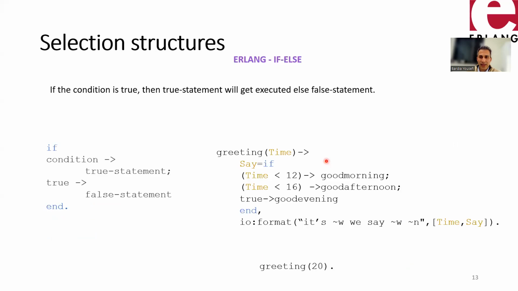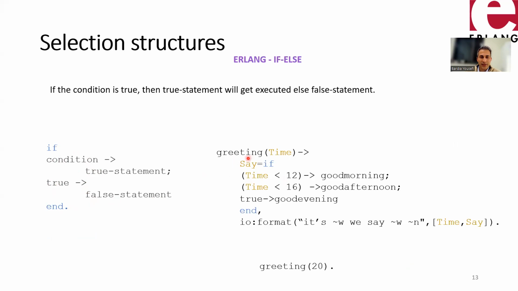In Erlang, the selection structures are also the same. Here you are looking at the if-else condition. This is the condition for the true statement. For else, we are using true as the syntax to have the false statement executed. At the end, we are going to have end and a dot to finish the code so it can be easily executed.